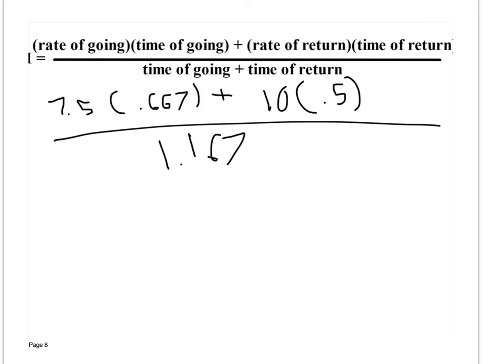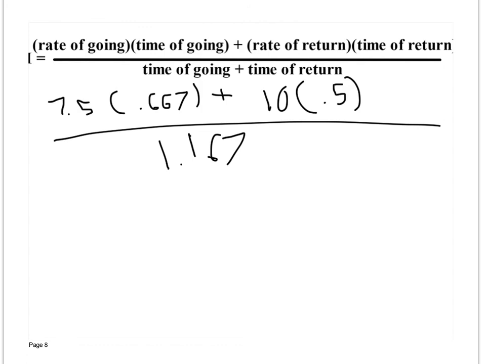This is how we find weighted average. If you were finding a normal average, we would just take 7.5 plus 10 and divide. But on one rate they went faster, coming home, but they didn't go as long. They only went half an hour. They went slower going, so it took them longer. That's why we have to find a weighted average.